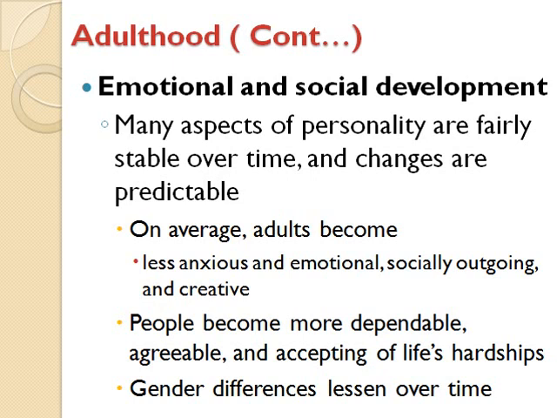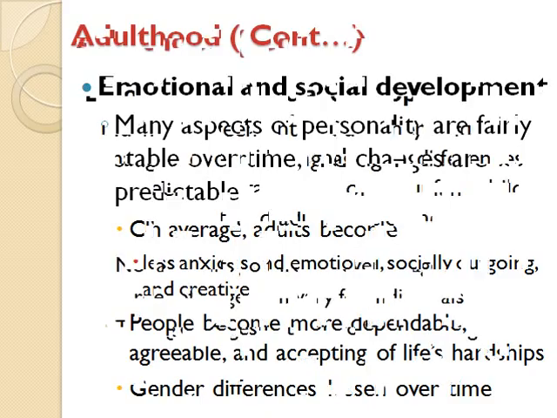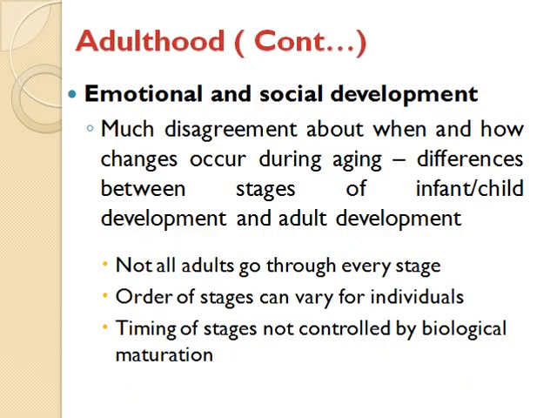There is much disagreement about when and how changes occur during aging, and differences between stages of infant or child development and adult development. Not all adults go through every stage. Orders of stages will vary from individual to individual. Timing of stages is not controlled by biological maturation.